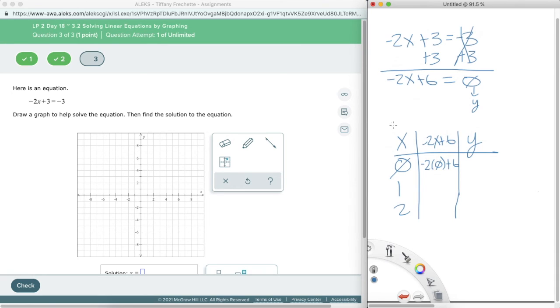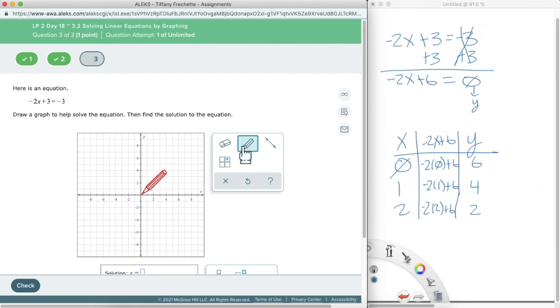All right, so negative 2 times 0 is 0, plus 6 is 6. Negative 2 times 1 plus 6. So negative 2 times 1 is negative 2, plus 6 is 4. And negative 2 times 2 plus 6 is negative 4 plus 6 is 2. So this ended up being exactly like the last one. I believe those were even the exact same points as the last one. So we end up with 0 and 6, 1 and 4, and 2 and 2. So by chance, we ended up with the exact same ones, and we end up with x equals 3 again.